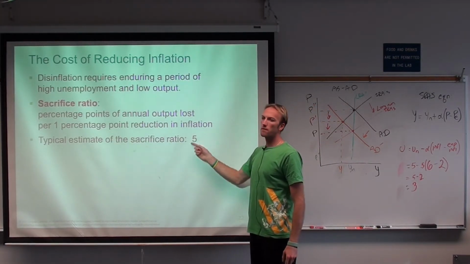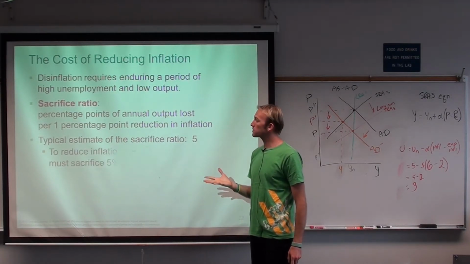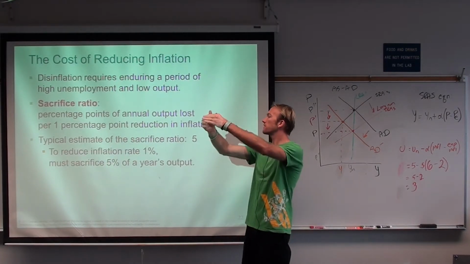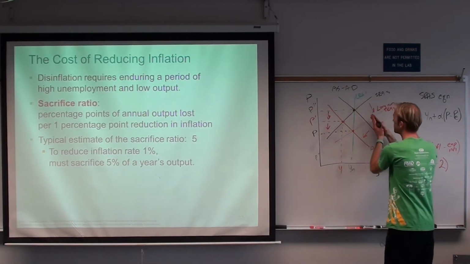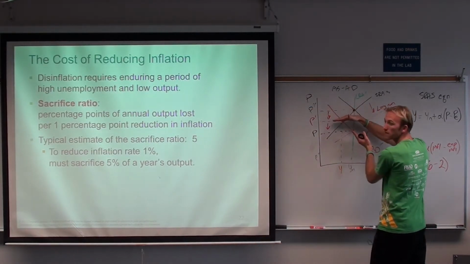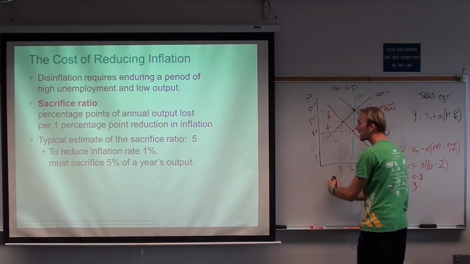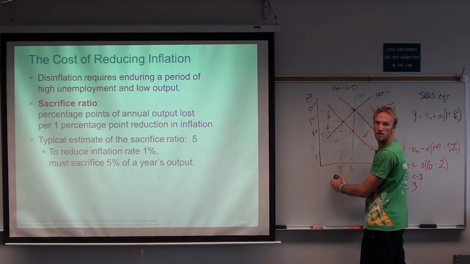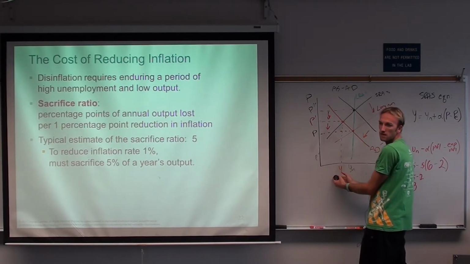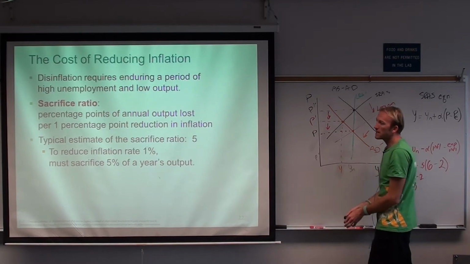So the typical estimate right now for the sacrifice ratio is 5, which means that if I want to reduce the inflation rate 1%, right? If I want to pull the AD curve down so that the inflation rate comes down 1%, how much of my Y am I going to miss out on? I'm going to miss out on 5% of my Y. Just in the short run, of course. But, I mean, that's a big deal, right? People are not happy. I mean, that's huge.